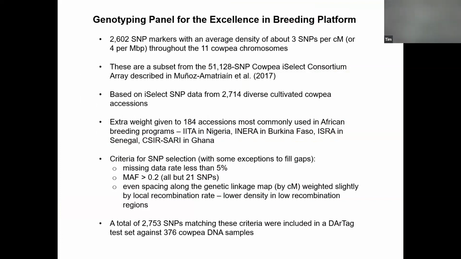So the SNP genotyping panel that was developed for the Excellence in Breeding platform ended up carrying a little over 2,600 SNP markers. And given the size of the cowpea genetic linkage map in centimorgans and its physical size, this is an average density of about 3 SNPs per centimorgan.